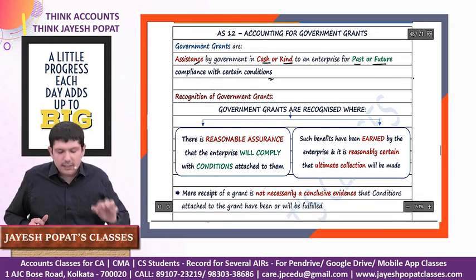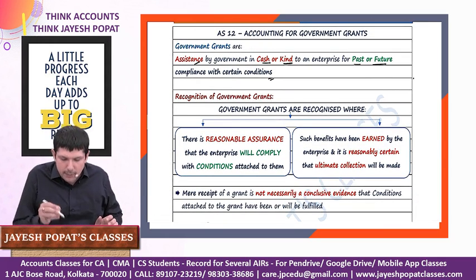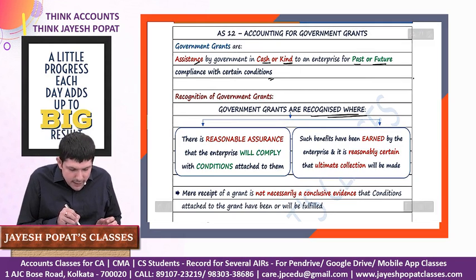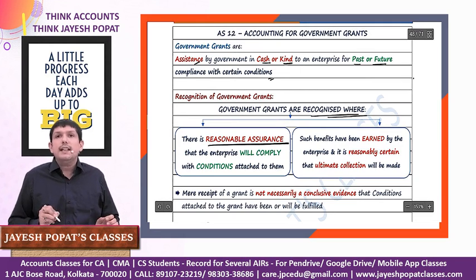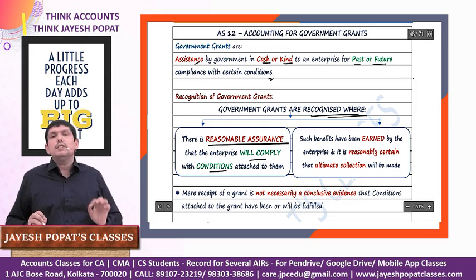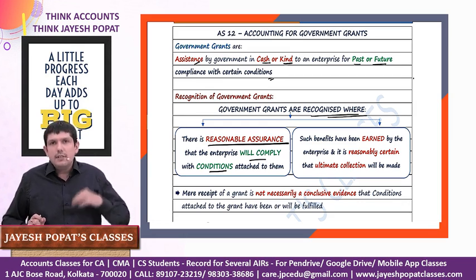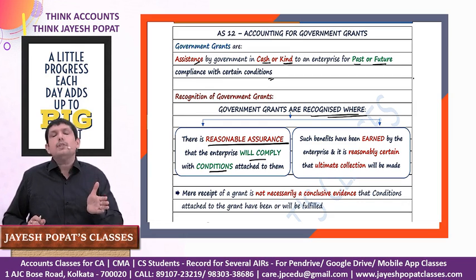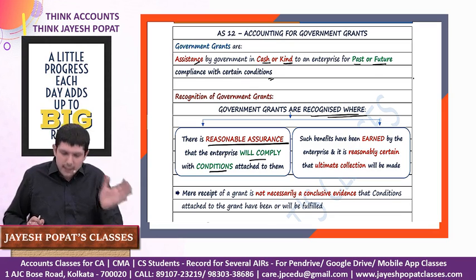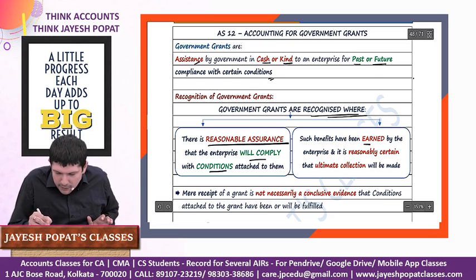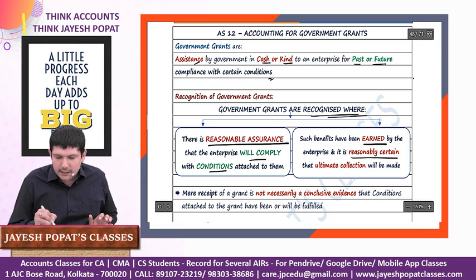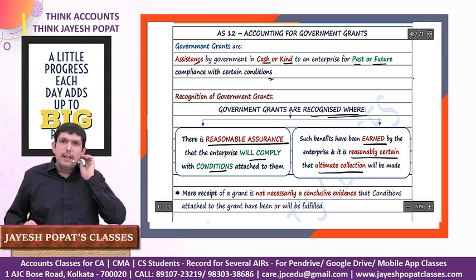Let us see the recognition criteria for government grants. Government grants are recognized when two conditions are satisfied. First, there is reasonable assurance that the enterprise will comply with the conditions attached to them, because it's not gratuitous. It's not just that we're giving you assistance. You have to comply with certain terms and conditions and become eligible to get the government grant. Second, such benefits are earned by the enterprise, and it is reasonably certain that the ultimate collection will be made.